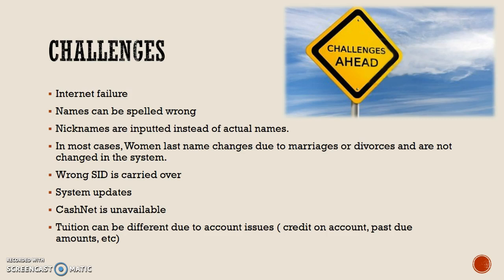System updates. At random times, systems will update automatically without us knowing, which causes a delay in registration or inaccurate information. Sometimes CashNet is unavailable. The system may crash or there may be maintenance to CashNet that won't allow us to take cash, credit, or checks. In other ways, tuition can be different and can cause a huge problem when it comes to registration and collection of payment.